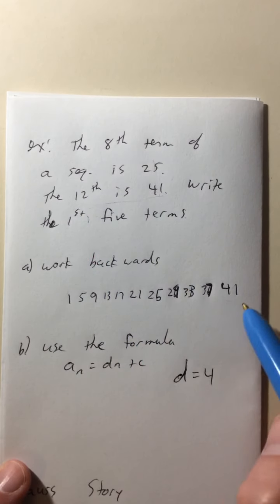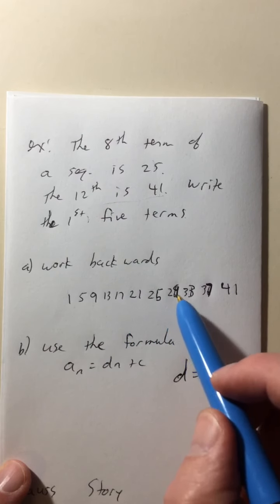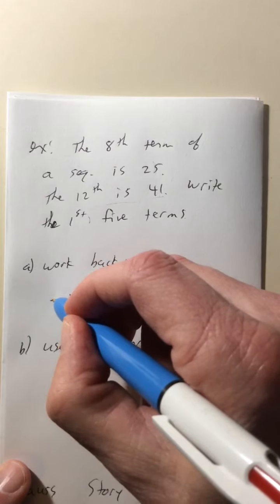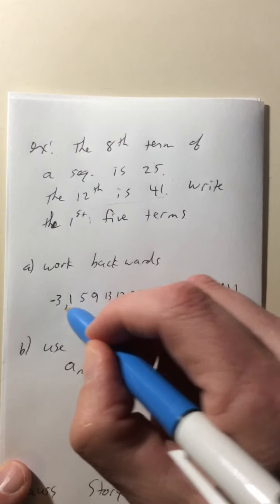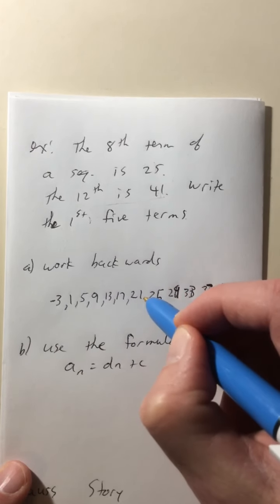This is the 12th term. So 1, 2, 3, 4, 5, 6, 7, 8, 9, 10, 11. One more time, so I got to subtract, and I got negative 3. Okay, so these are my terms here. Negative 3, 1, 5, 9, and so on. These are all my terms.